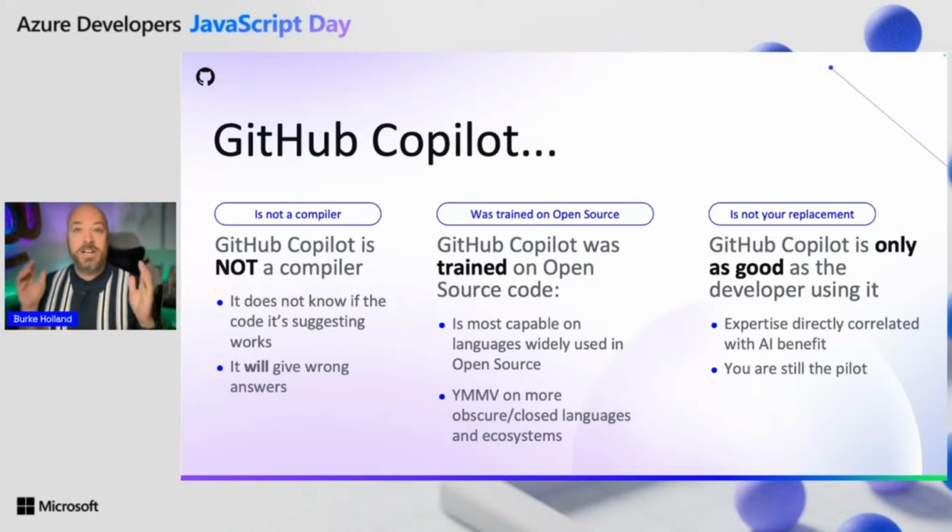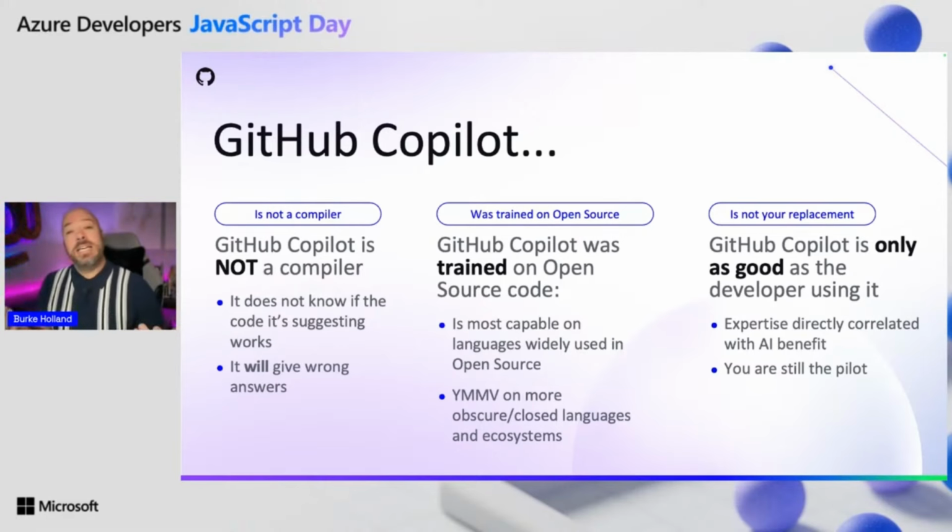Things will go sideways. It was trained on open source. And what that means is that it's going to be most capable on languages that are widely used in open source, right? So if you're doing JavaScript, awesome. You're in a perfect spot. Python, awesome. COBOL, right? Your mileage may vary on these more obscure, older, what we might call legacy languages or ones that aren't so open source.